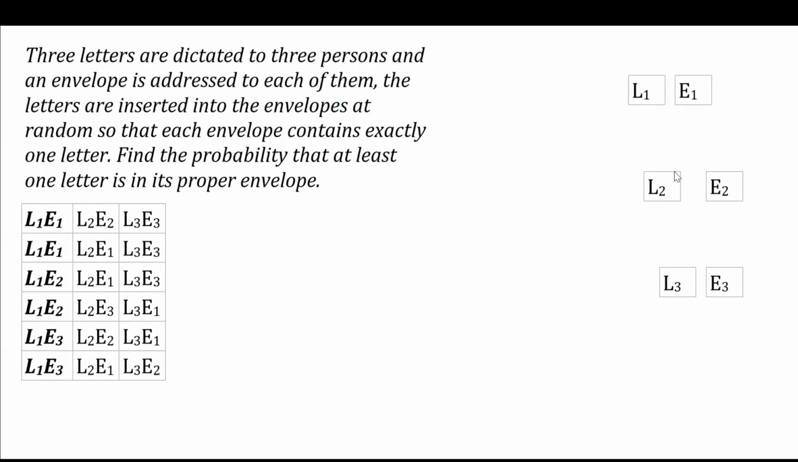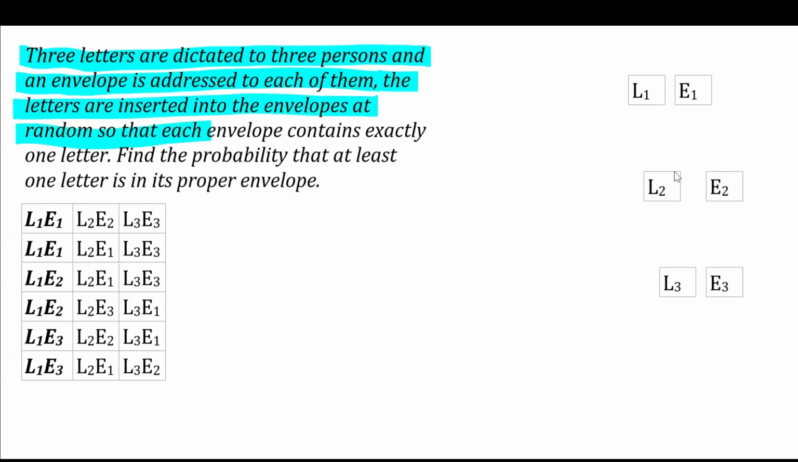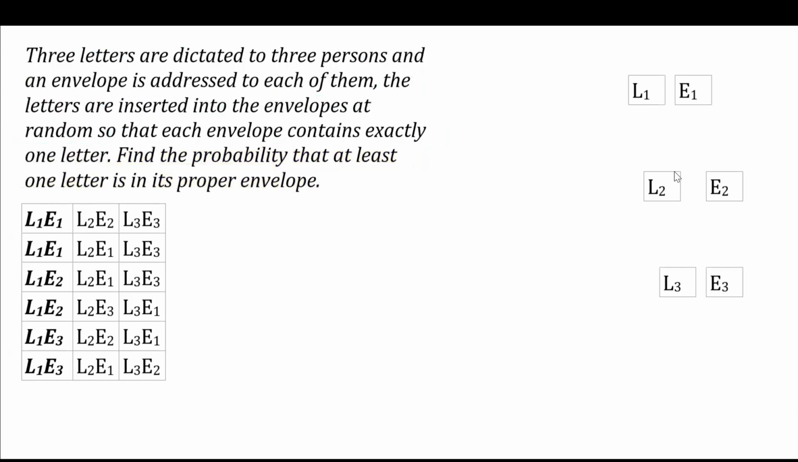This question from the chapter probability says three letters are dictated to three persons and an envelope is addressed to each of them. The letters are inserted into the envelopes at random so that each envelope contains exactly one letter. What we have to find out is the probability that at least one letter is in the proper envelope. As you can see here, I've marked L1, L2, L3 as the letters and E1, E2, E3 as the envelopes.